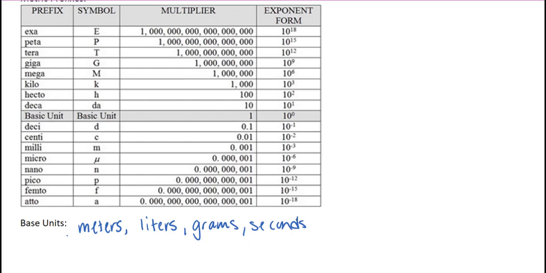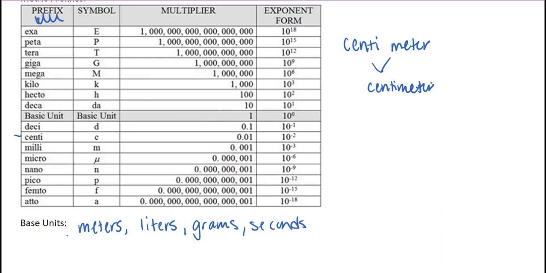So we have the prefix, the thing that goes before. A lot of times we've seen centimeter. We have centi, which is our prefix, and then we have the meter, and we just combine those two together to get centimeter. It's just one word. This gives us an understanding of how small or large our unit is, based upon our prefix.